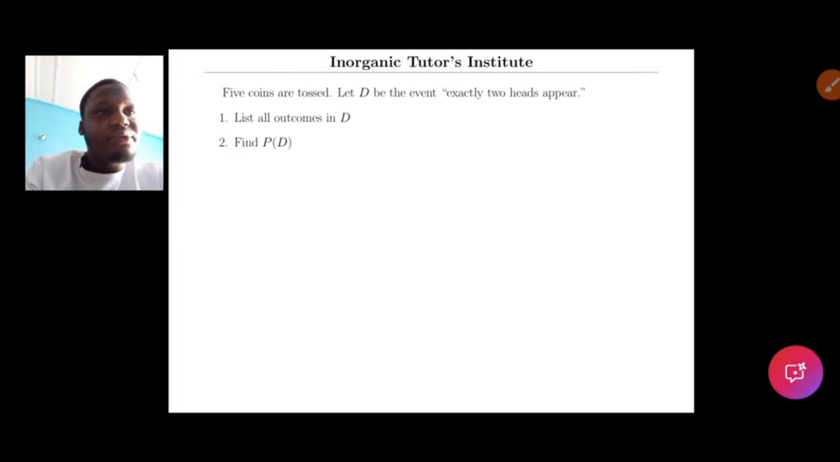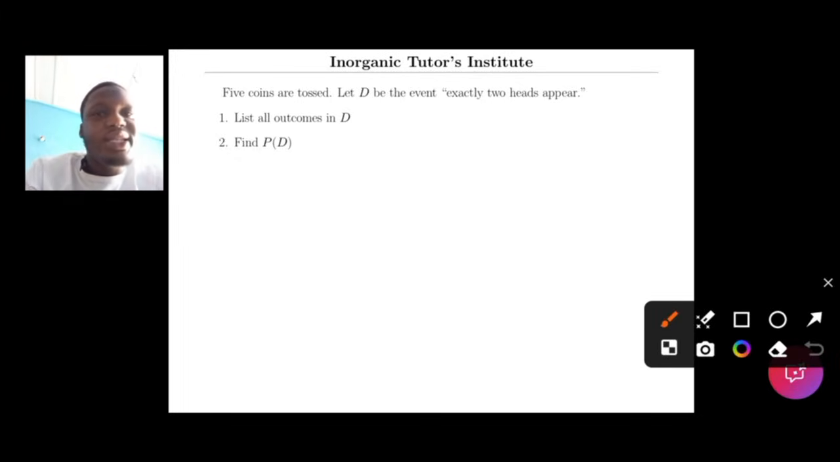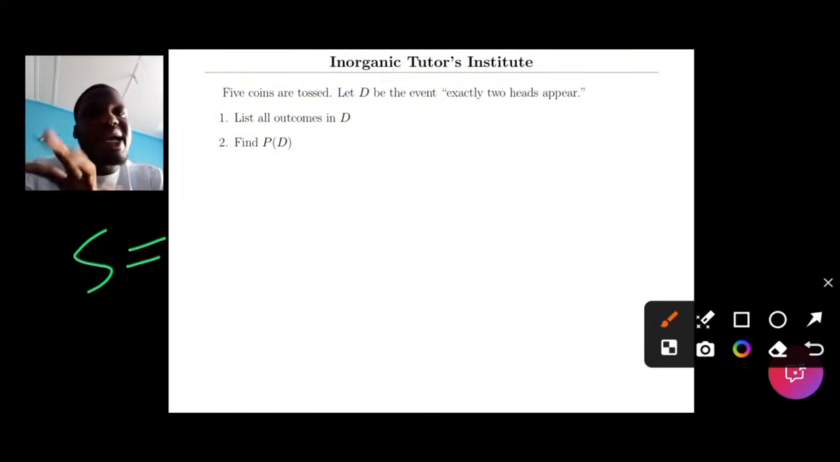Okay. So this one we can't use a table because the experiments are not 2, they are 5. So you can't use a 2 by 2 or a table with a row and a column, because there are 5. So this one you have to be sharp. So let's first determine the sample space, because that will help us get what D is. Because we are picking D from S, once we know S, getting D might be a little bit easier.